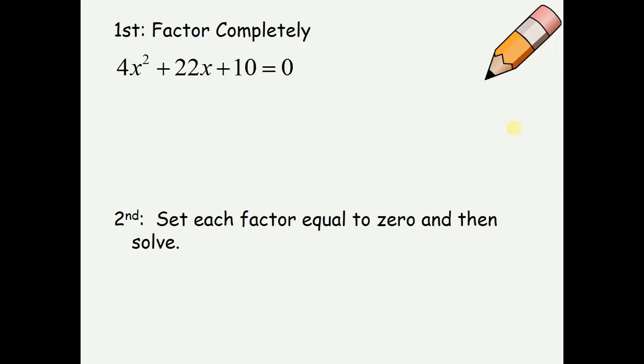So let's do this first problem here. I have 4x squared plus 22x plus 10 equals 0. Notice it has an equal sign. That is the only way you will be able to solve. Do not try to solve when you do not have an equal sign, because then it's not an equation.